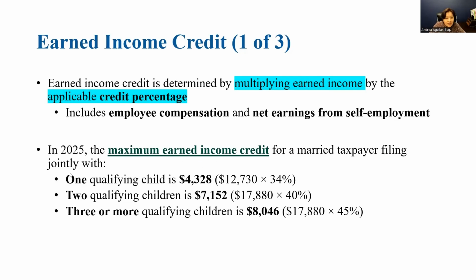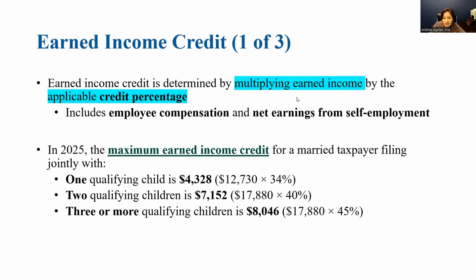As you can see here, the amounts for a married taxpayer, a married couple filing jointly with one qualifying child, gives you an earned income credit of $4,328. Okay, and it is increased depending on how many children you have. Okay, so let's learn about this.